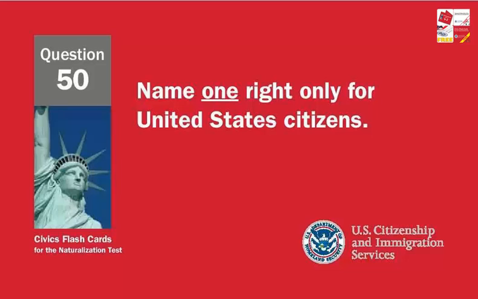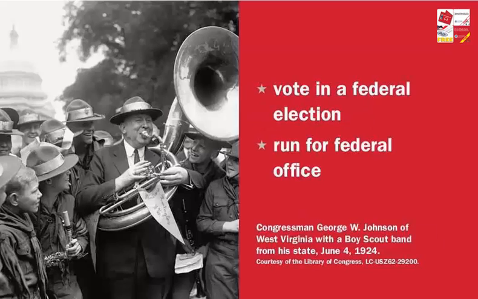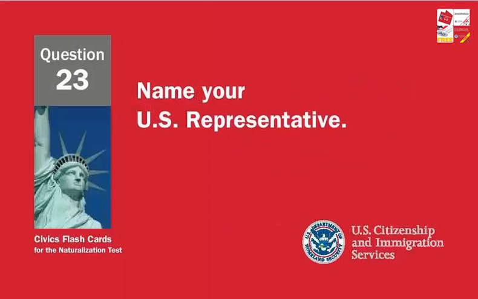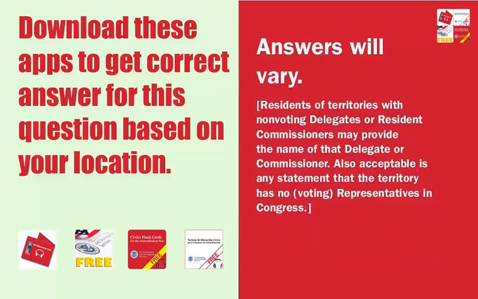Name one right only for United States citizens. Vote in a federal election. Run for federal office. Name your U.S. representative. Answers will vary. Residents of territories with non-voting delegates or resident commissioners may provide the name of that delegate or commissioner. Also acceptable is any statement that the territory has no voting representatives in Congress.